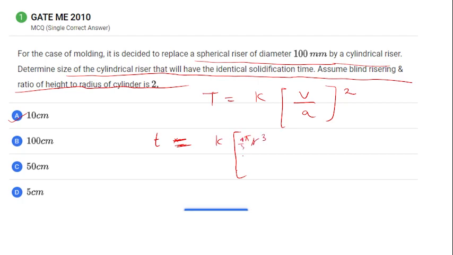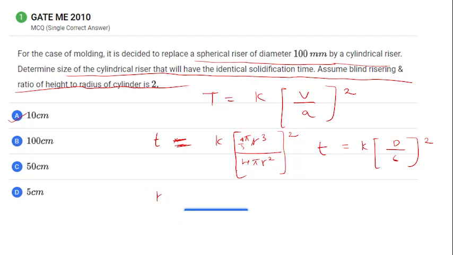4/3 pi r cube. Then what will be the area? 4 pi r square. So let's write this in terms of D. When you solve this, the solidification time for the sphere will be K into D by 6 whole square. So from here you can calculate the value for K in terms of T.